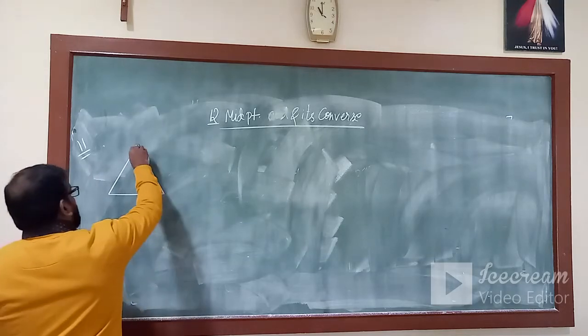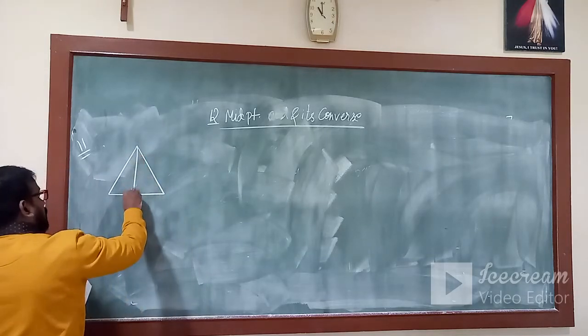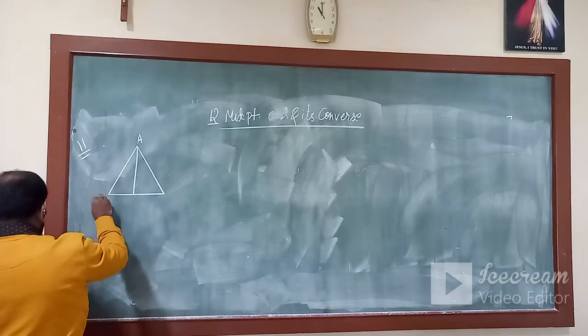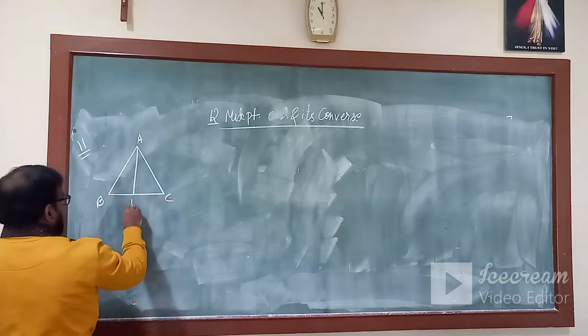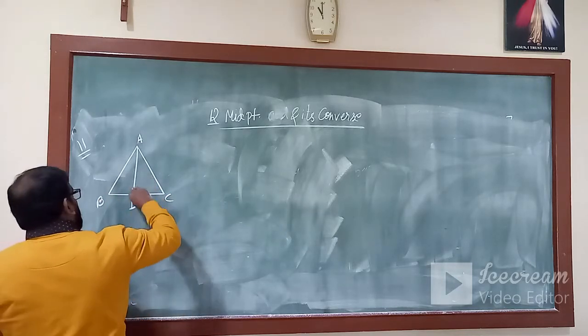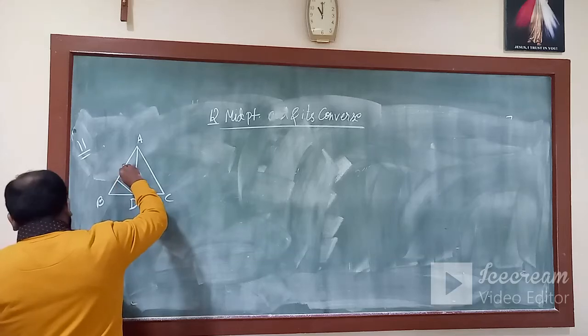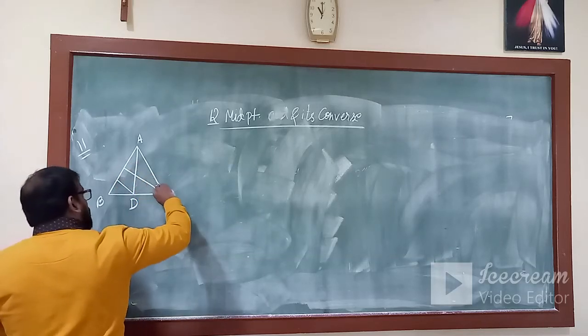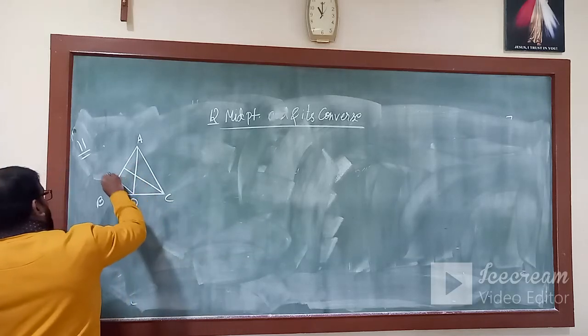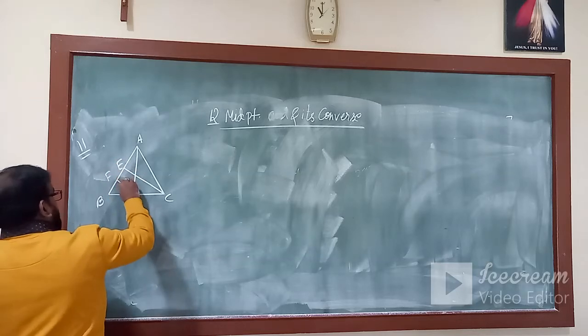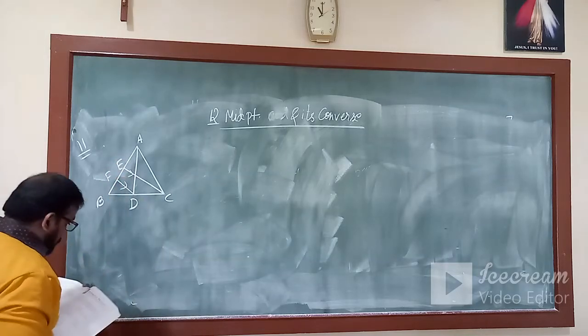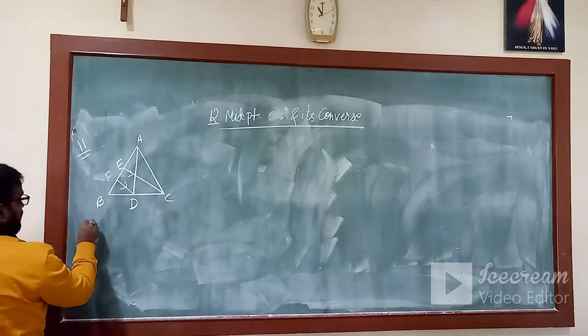Okay, so A, B, C, D, then this is F and this is E. Okay, so let's write the things which are given.